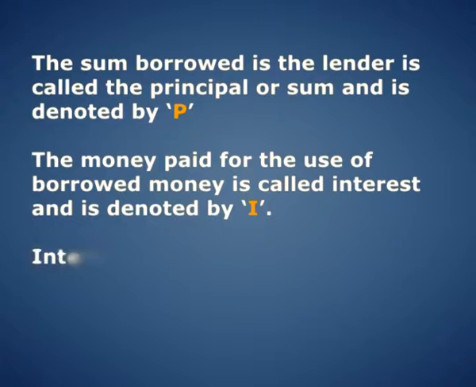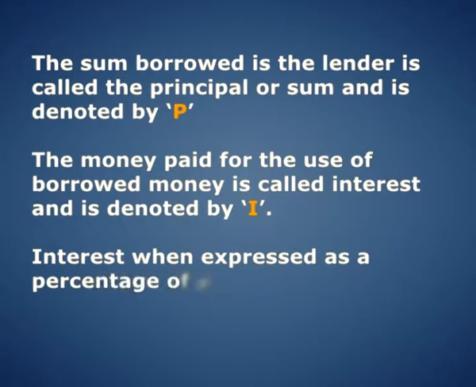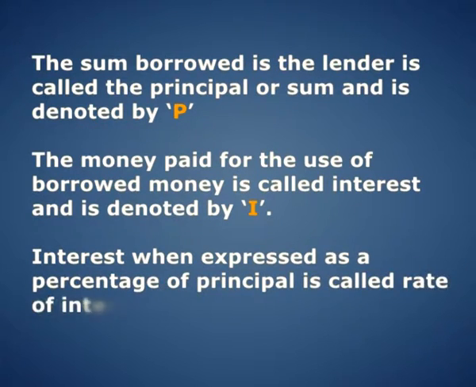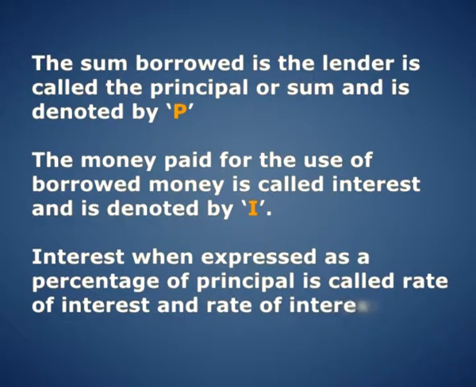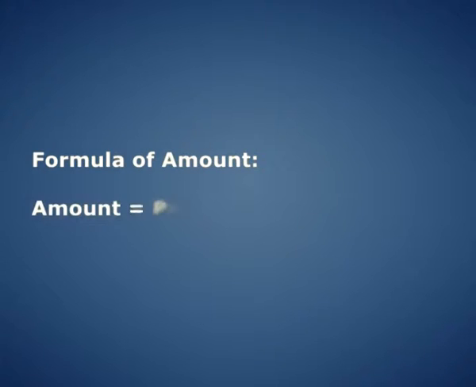The money paid for the use of borrowed money is called the interest, and it is denoted by capital I. Interest, when expressed as a percentage of principal, is called the rate of interest, and rate of interest is denoted by small r. Formula of amount is equal to principal plus interest.